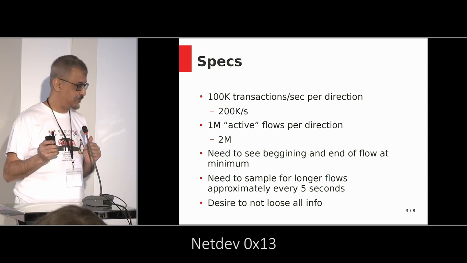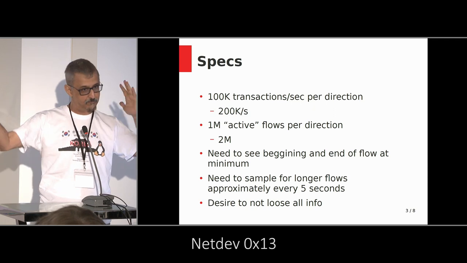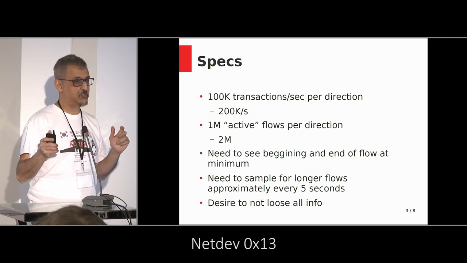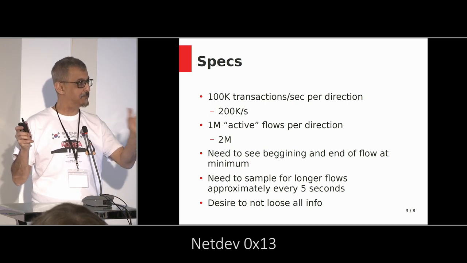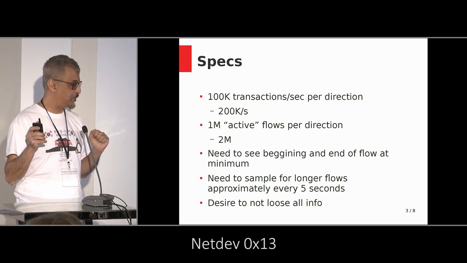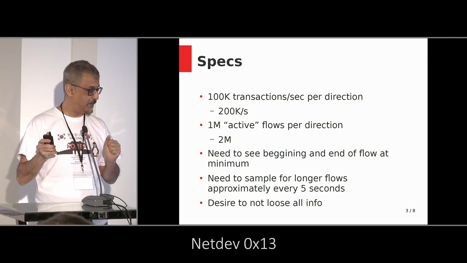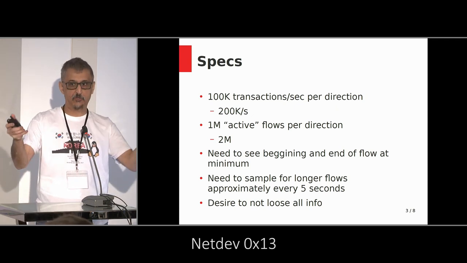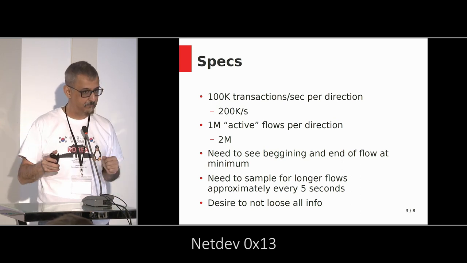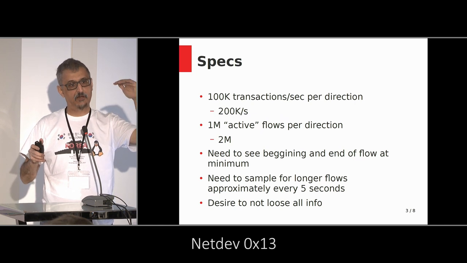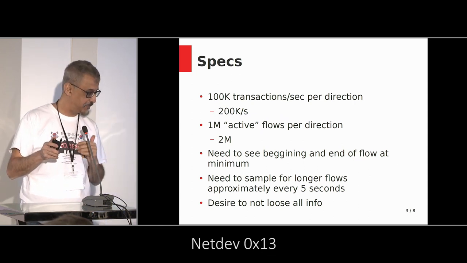Here are some specs. 100,000 transactions per second on each side. That means 200,000 accepts or connects that happen per second on one box. You have 1 million active flows on each side. These are just flows that are still hanging there. They haven't been disconnected. So a total of 2 million. This is sort of the upper bound. In practice, it could be a lot lower than this, but we spec for this kind of stuff.